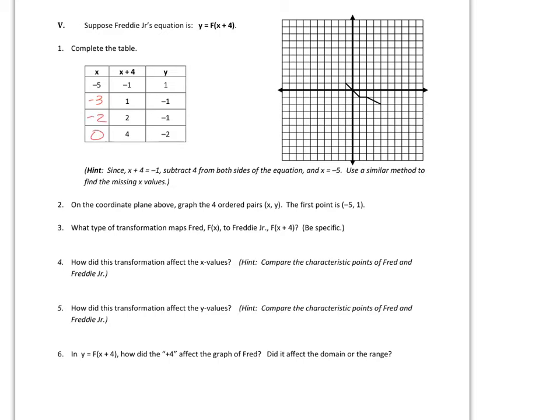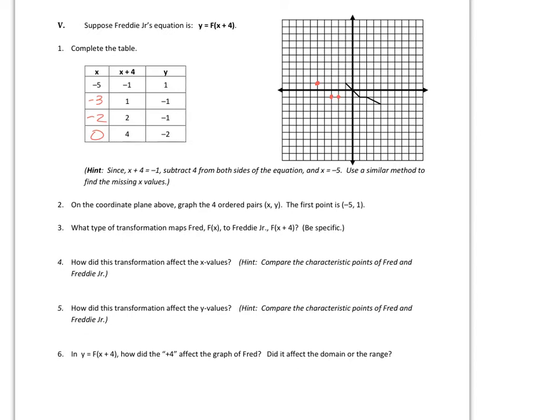So now I'm going to graph the x and the y column to come up with my new graph, and we'll see what happened when we did f of x plus 4. So -5, left 5, up 1: 1, 2, 3, 4, 5. Up 1 is going to be right here. Okay, -3, -1. Left 1, 2, 3, down 1. Okay, -2, -1. That's left 2, down 1.